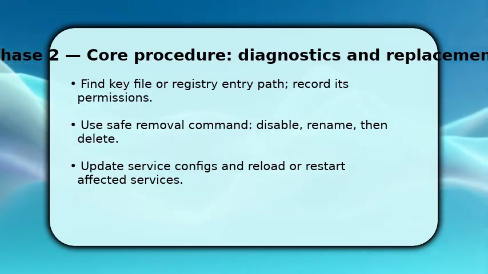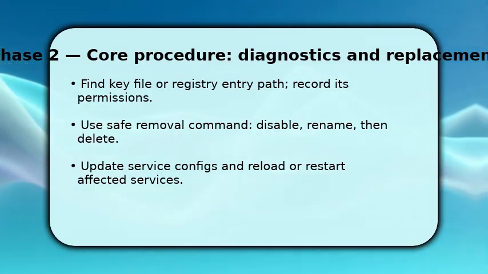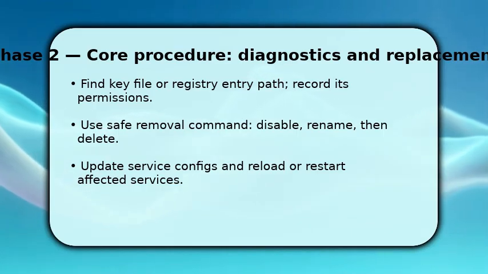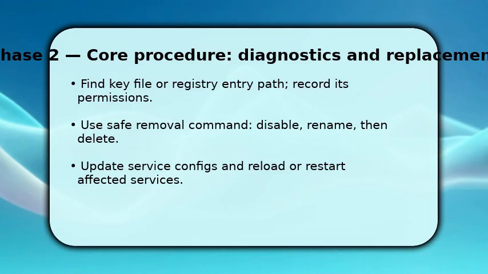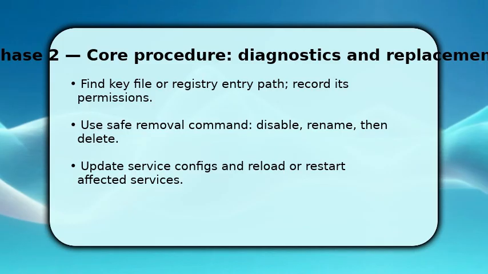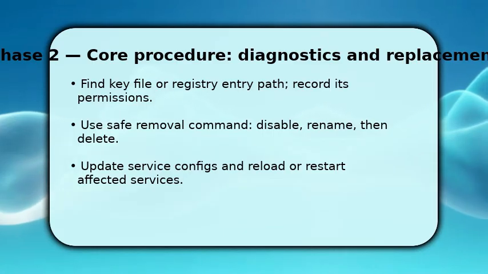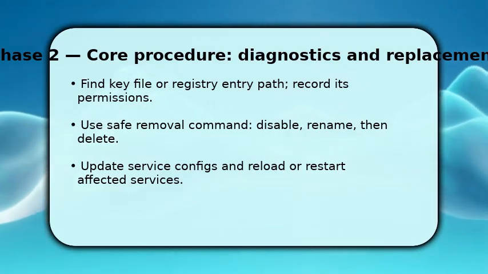Use a stepwise approach. First disable the watch entry in settings, then rename the file or entry. This provides an easy rollback, and finally delete it when you're certain. After removal, update service or daemon configs and restart the affected services to apply changes. This sequence prevents orphan references and keeps system stability intact.